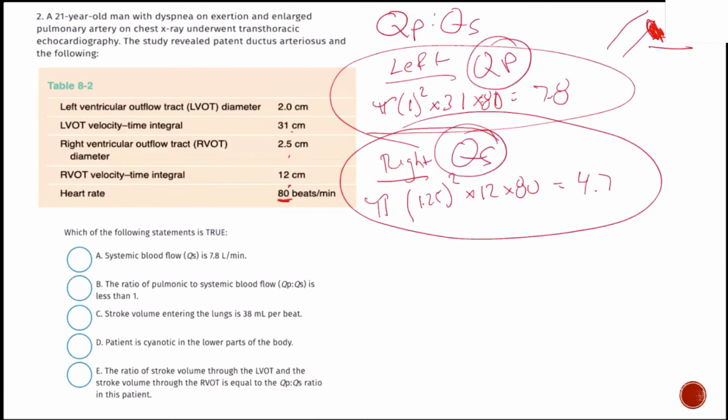The opposite is true in the setting of a VSD, right? If you have a VSD that's shunted, now your systemic circulation is going to be what's measured going out of your left side. So it all depends on where your shunt is when you're calculating your fraction.